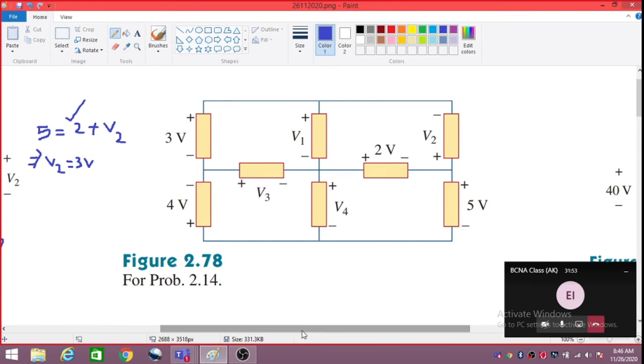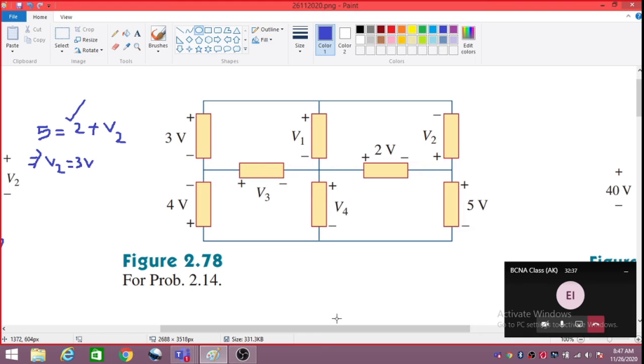Now in this circuit, how many loops are there? One loop is this, then this, then this, then this, and so on, up to the eighth, and the ninth is the bigger one. Okay, a total of 9 loops are there.